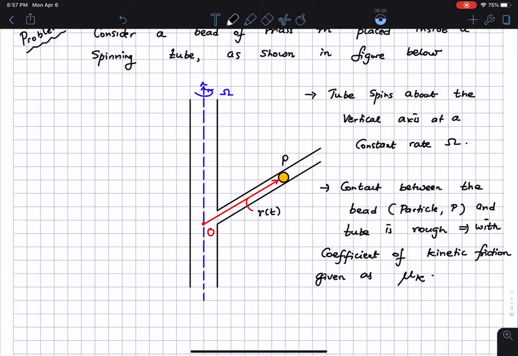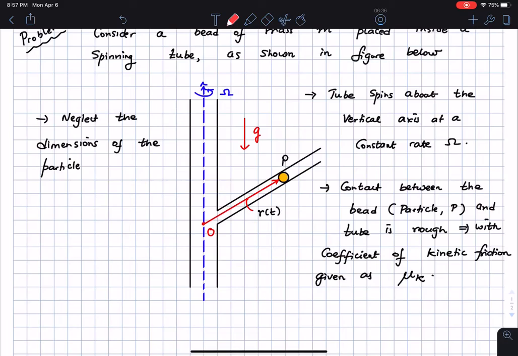We are asked to neglect the dimensions of this particle, so this is still behaving as a particle, not a rigid body as such. So neglect the dimensions of the particle. And we are also going to say that gravity is acting vertically down, so let me make a note of that: this is the direction of positive gravity.